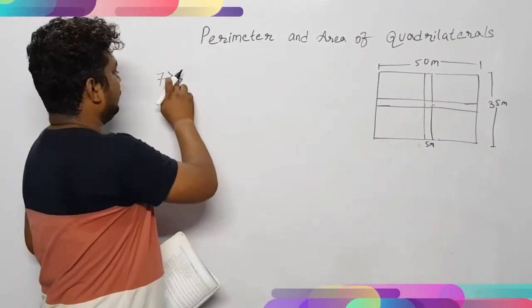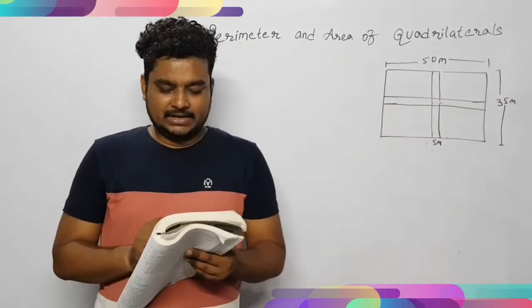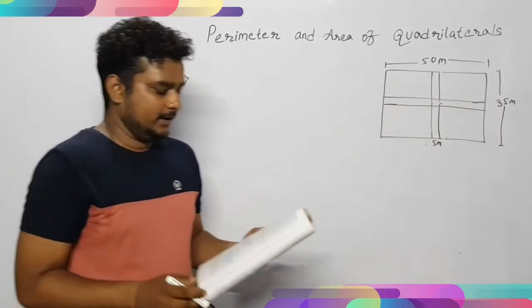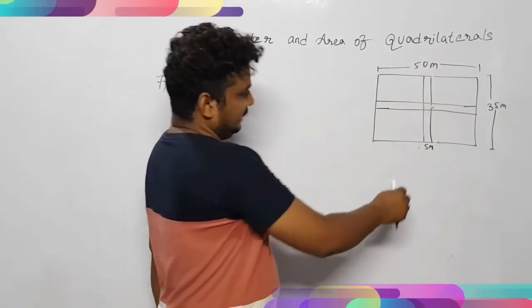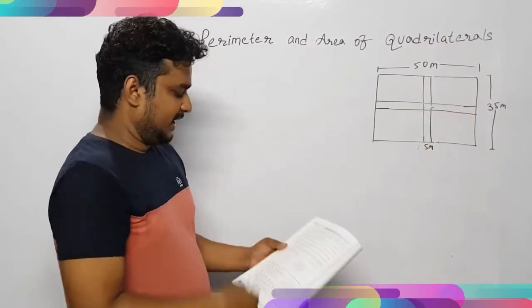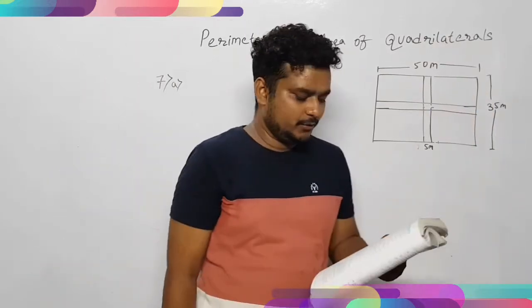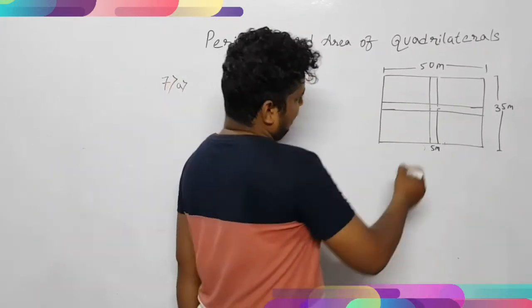So students, now we are coming to question number 7, part A. In this particular question, it is given that we have one rectangular field of dimension 50 meter and 35 meter, and two paths are crossing in this particular order. So what we have to do is find the area of the path or the area of the shaded region.